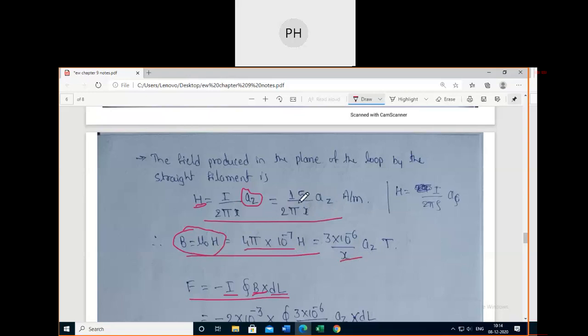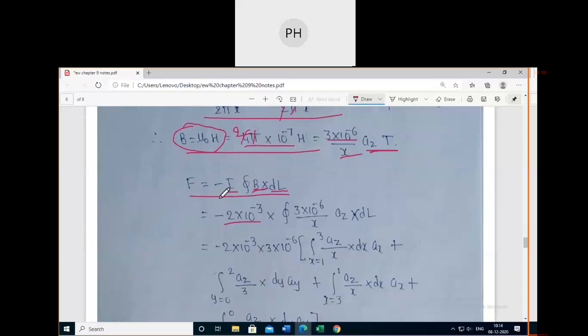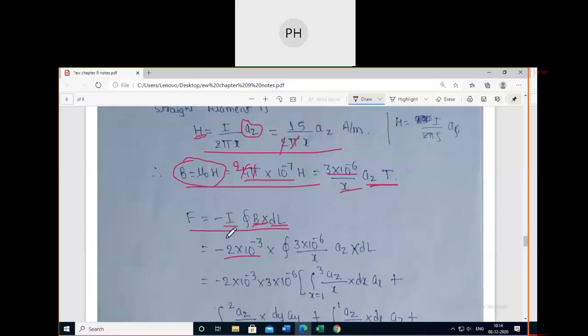This is 15 divided by 2 pi. Pi and pi will cancel out, and 2 will cancel with 4, leaving 2 into 15, which is 30. We can write it as 3 into 10 raised to minus 6 divided by x AZ with respect to t. So now we have got I and B.